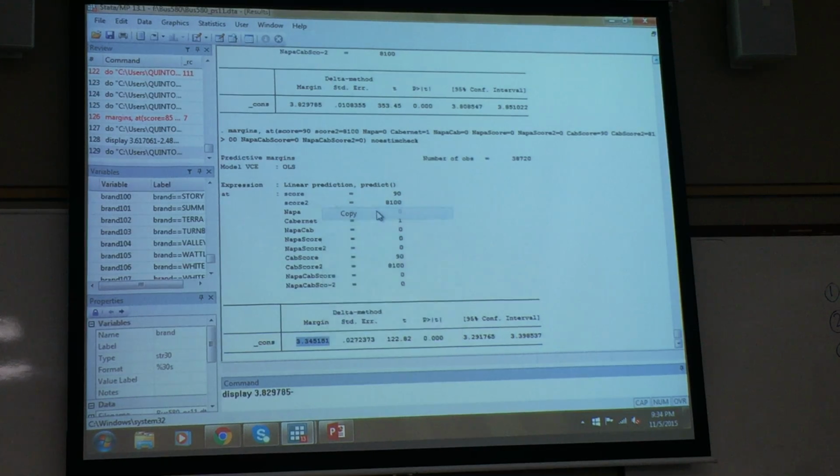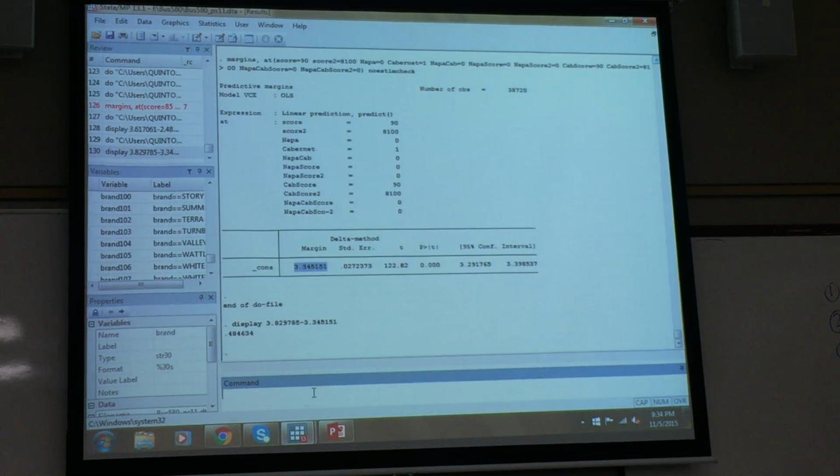Could you plug in any score? Could you plug in like 92? Yeah, absolutely. This is still 48%. I mean, it's still a sizable premium, but it's gonna get smaller and smaller as you move up the price points. Questions?